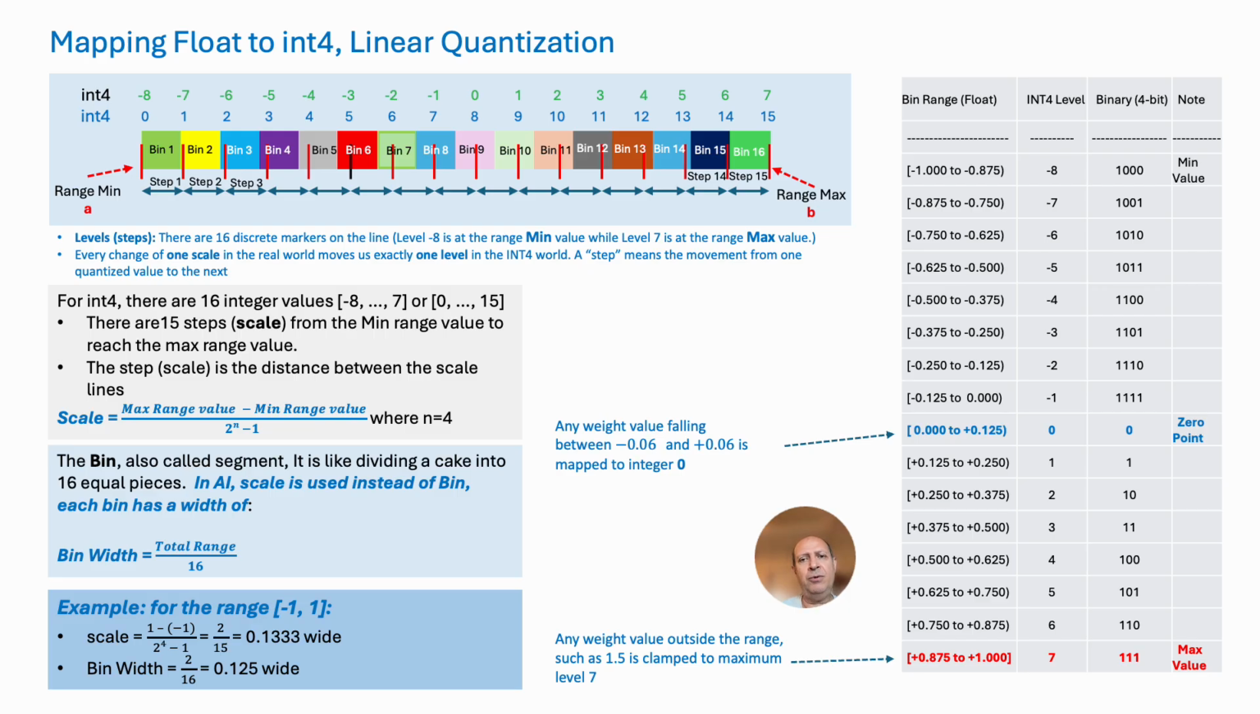Note that the real number range has a minimum value and a maximum value. In asymmetric quantization, the real number range has a minimum value that falls perfectly on level -8 and a maximum value that falls perfectly at quantized level 7. It might seem logical for the audience to wonder why we are talking about 15 steps instead of 16 equal intervals or 16 bins as shown in the diagram below. Let's clarify that for a minute.